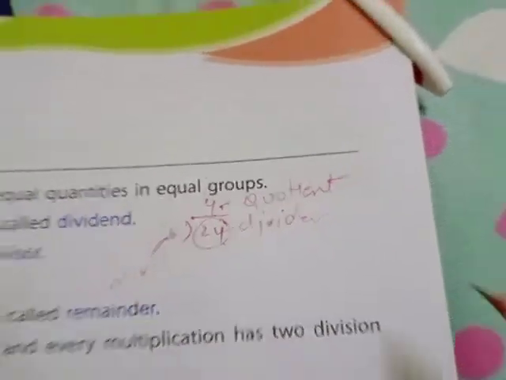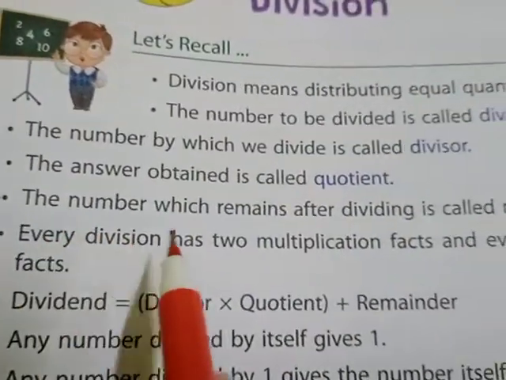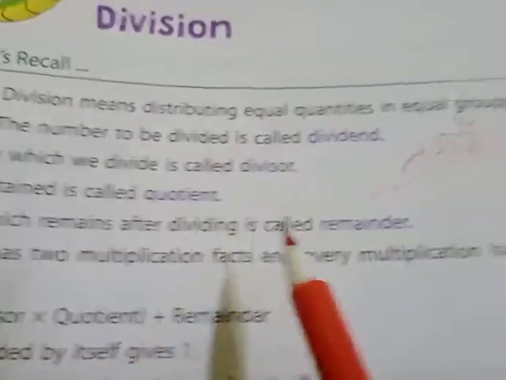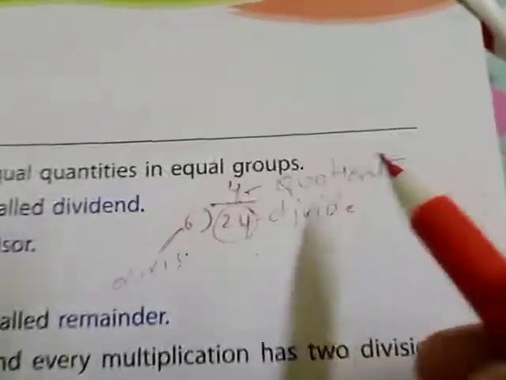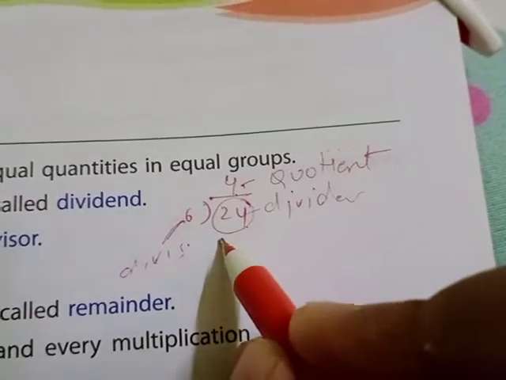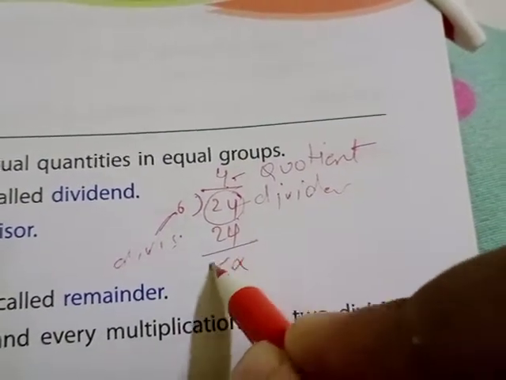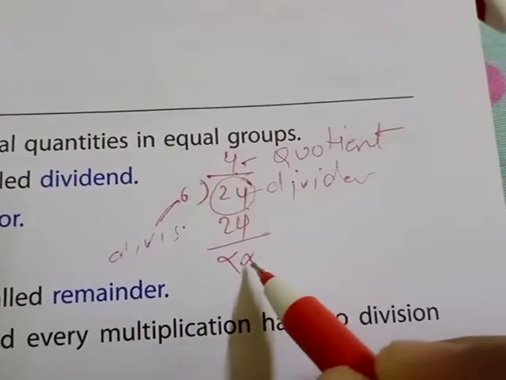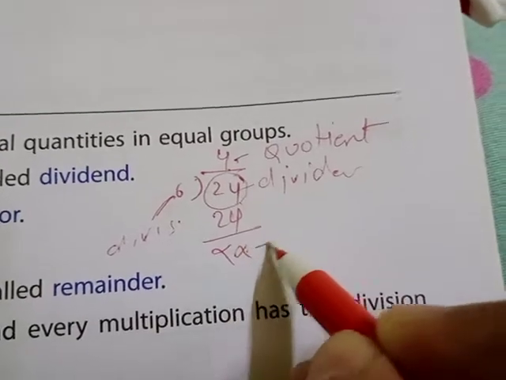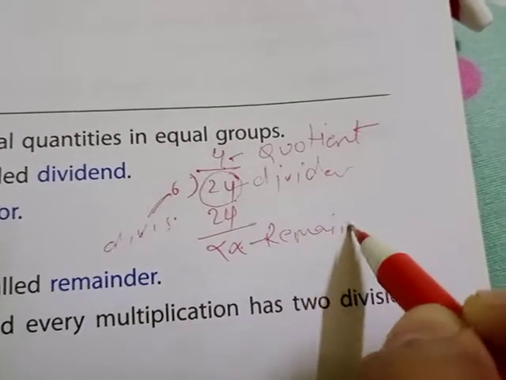Clear? And then the number which remains after dividing is known as the remainder. Suppose 6 4s are how much? 24, na? So I'll write here 24. Cut. So nothing is left here, na? So this 0 is your remainder.